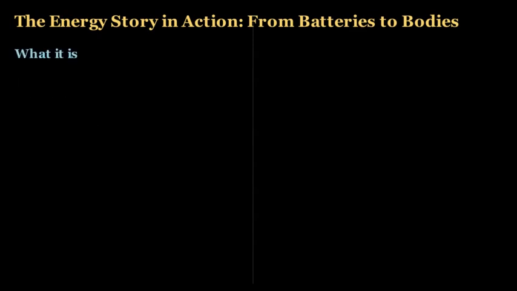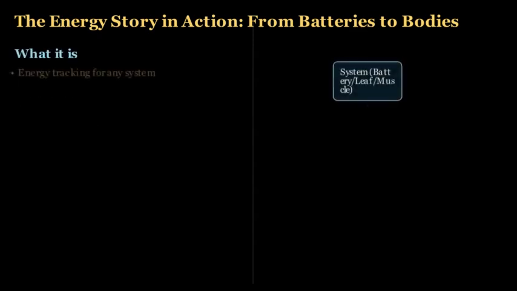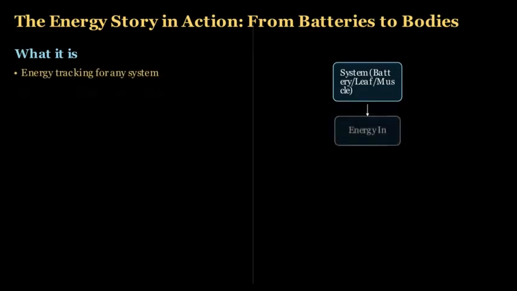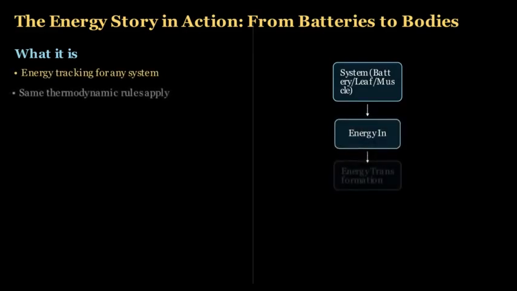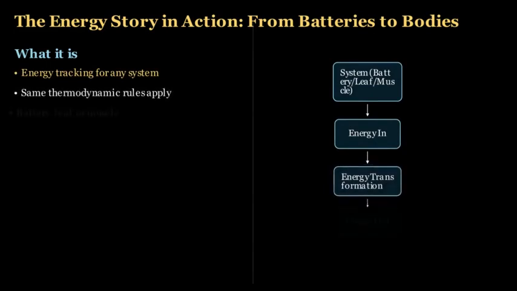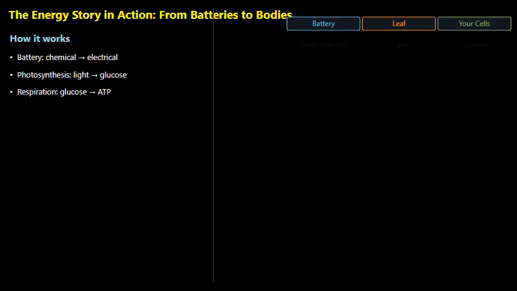The energy story is simply the universal tracking of energy as it moves into, out of, and within any system. Think of it like a bank statement for energy. Whether the system is a battery, a leaf, or a muscle, the rules are exactly the same. Energy is never created or destroyed, it only changes form or moves somewhere else. That's the first law of thermodynamics in action, and it's the foundation of every energy story we'll look at. Let's see this in 3 systems side by side. A battery converts stored chemical energy into electrical energy.